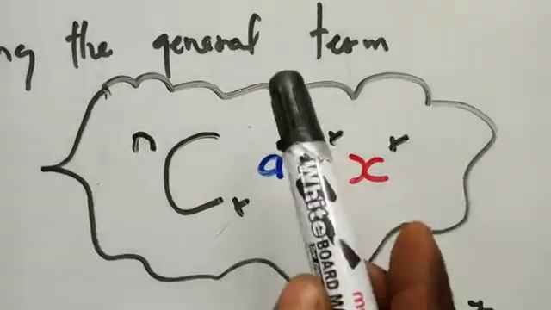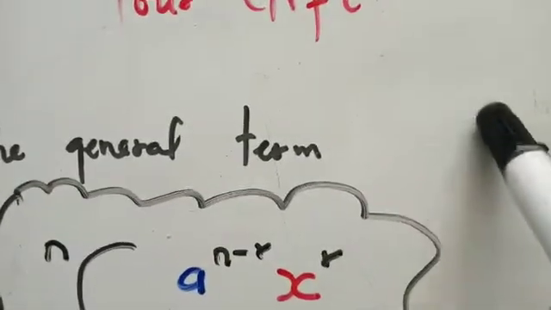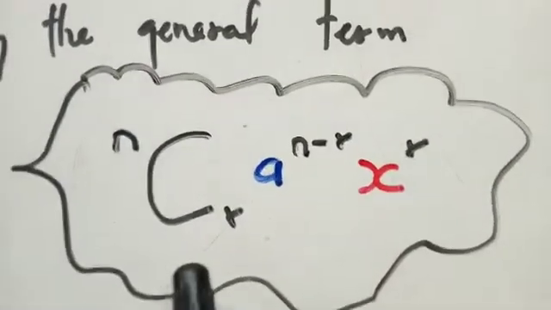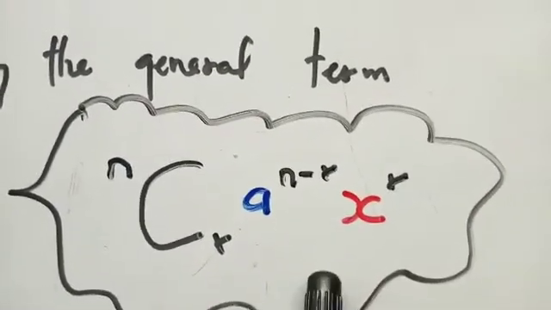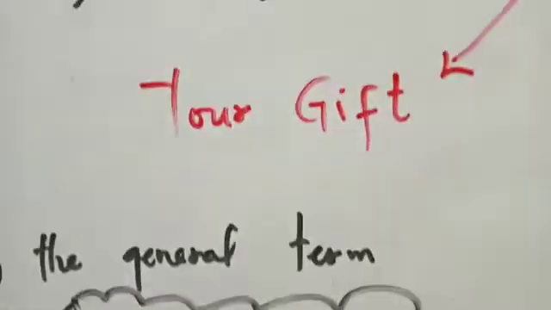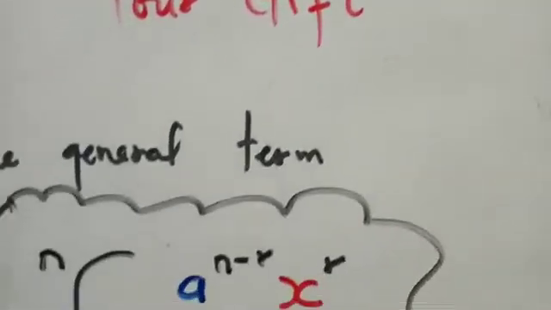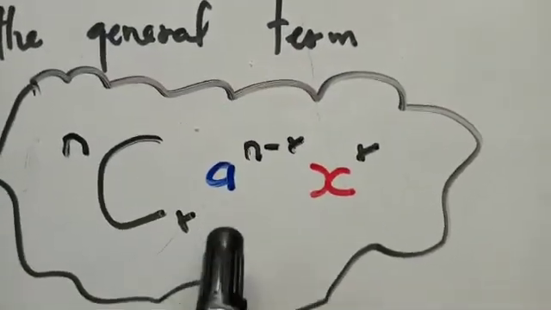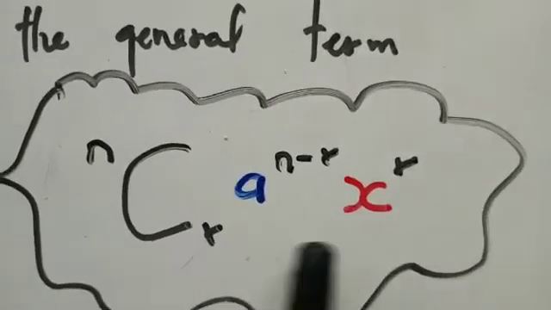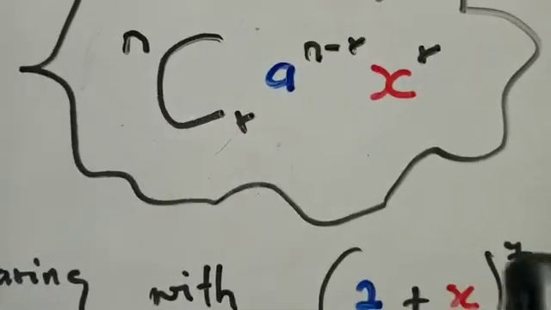If I tell you that this is a whiteboard marker, you can use it to write on a whiteboard. You can easily use it. The same scenario here: this is the definition. This is what you are going to use to determine the prize of the first, second, third, and so on, depending on what they are asking you to find. So this is the guy: n combination r, and then a exponent n minus r, x exponent r. Don't let these numbers scare you. They all mean something, and I'll explain that in just a few seconds.